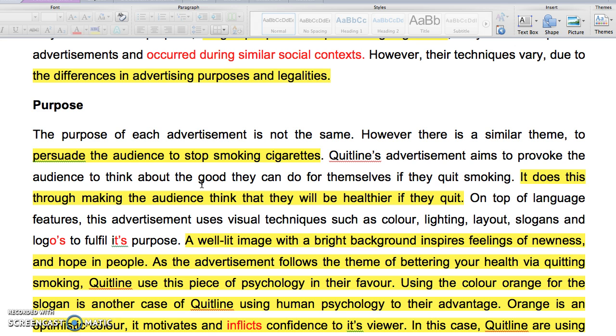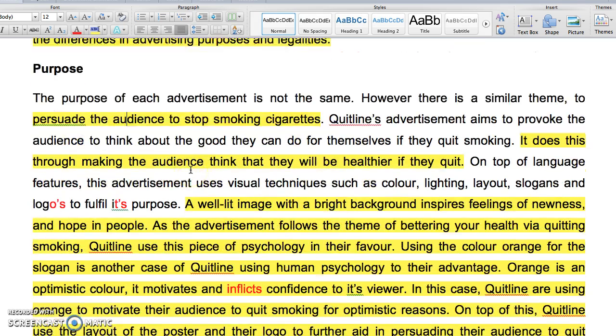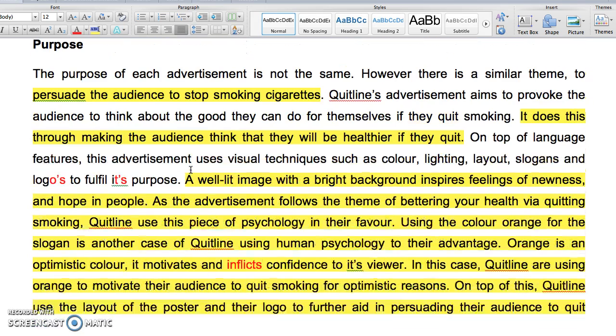So this part should be quite short. Keep form, purpose, audience, target audience shortened to the point, like 150, 200 words each, because you need to save more words for your analysis.